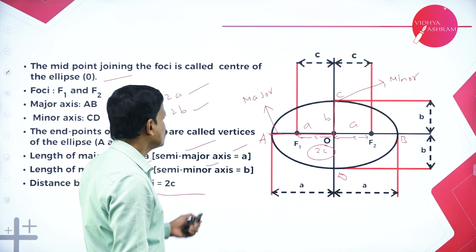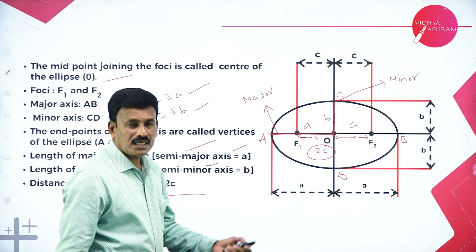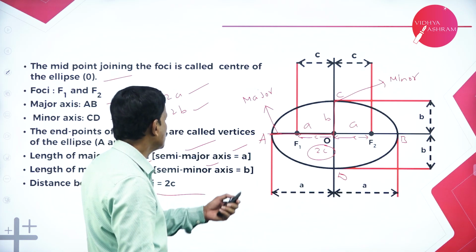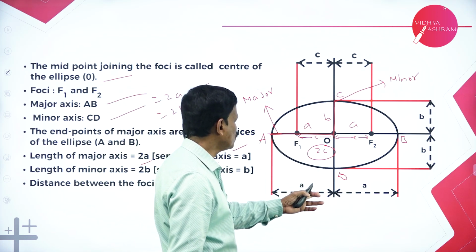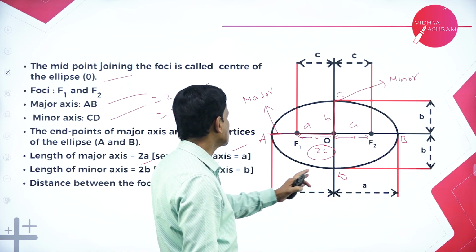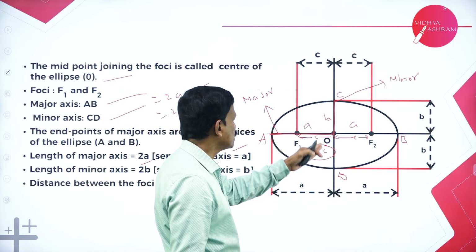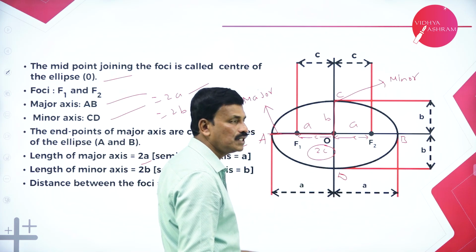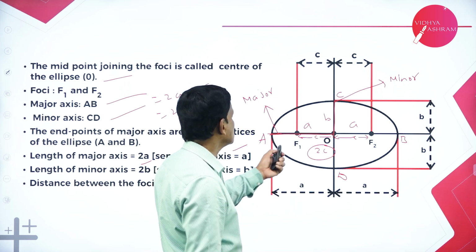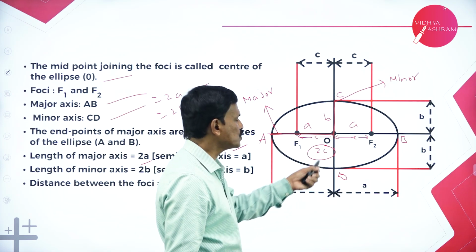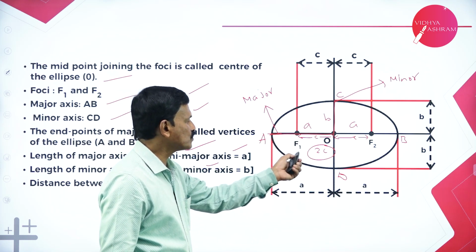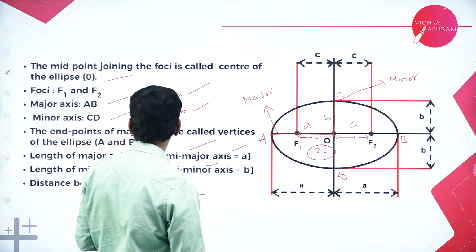This is how the different points are to be remembered on the standard equation of an ellipse, x square by a square plus y square by b square is equal to 1. The distance from A to O, then O to B, is a plus a, that is, the length of the major axis is 2a, and the length of the minor axis is b plus b, that is 2b. The length of the semi-major axis is a, the semi-minor axis is b, and the distance between the two foci, OF1 plus OF2, is c plus c, equal to 2c.